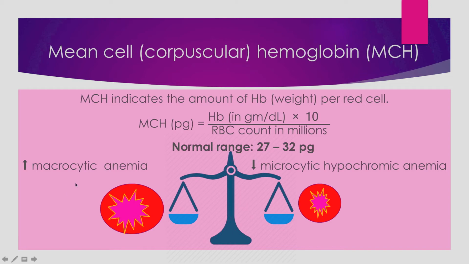In macrocytic anemias where the size has become big, it can accommodate more hemoglobin, so the MCH levels will go up. Whereas in microcytic anemias, because the size is less, it will accommodate less hemoglobin, or you can say because of the less hemoglobin the size is less. So microcytic anemia will have less MCH, whereas macrocytic anemia will have more MCH.